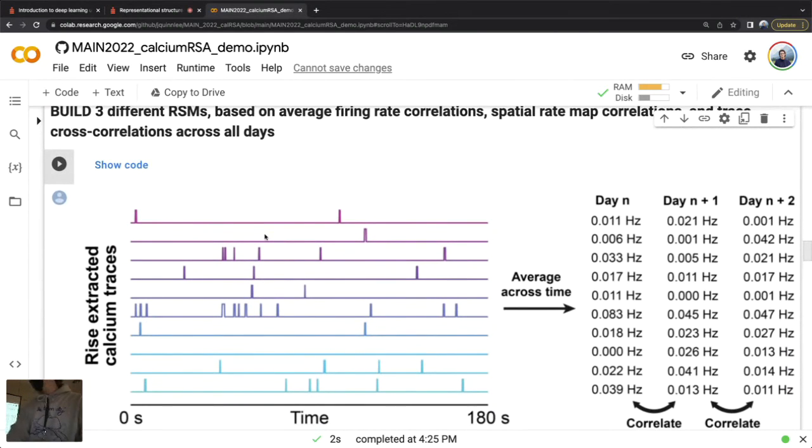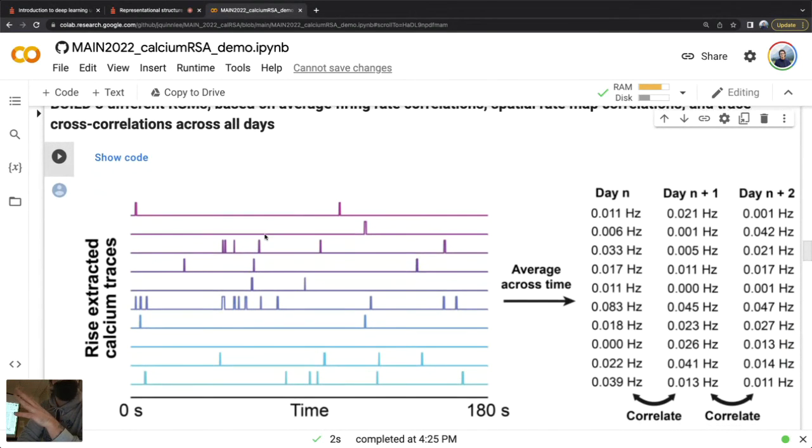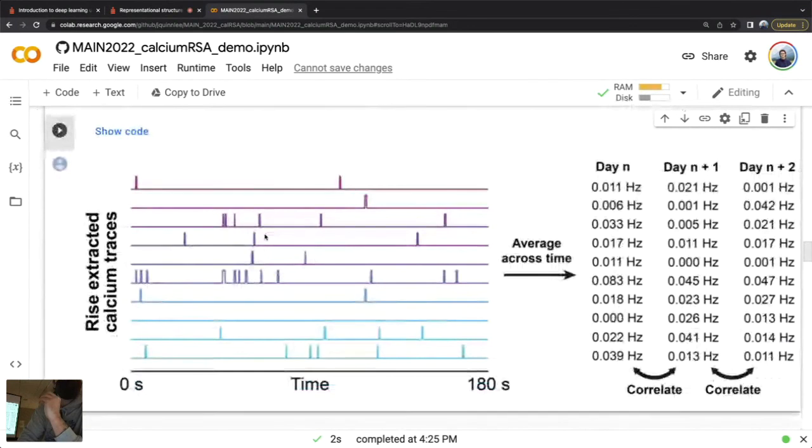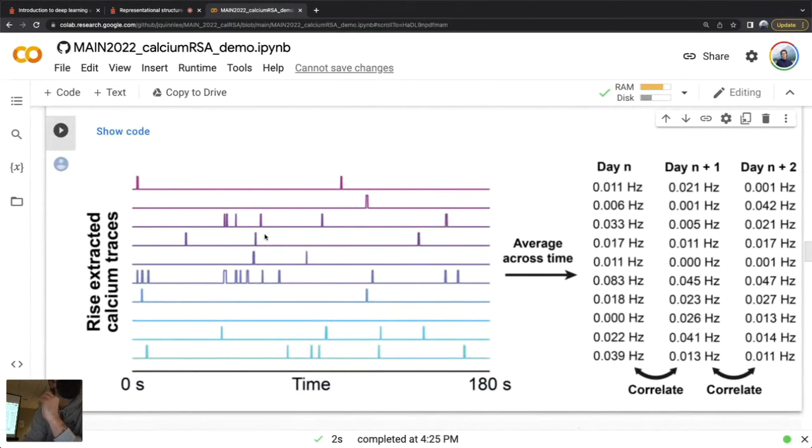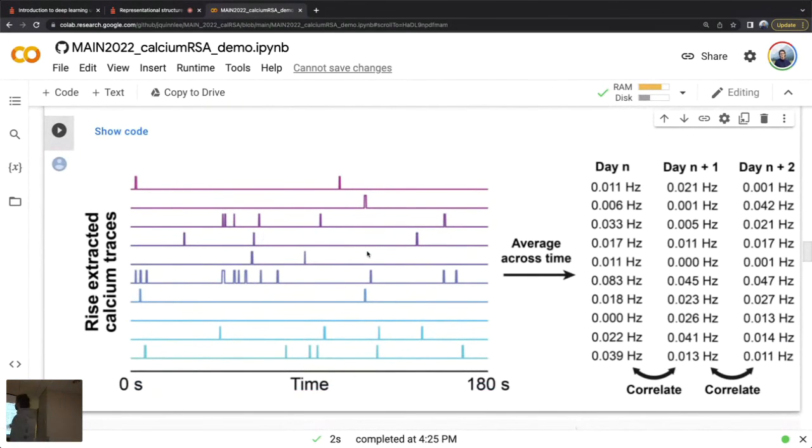So the first thing I'd like to do is to build 3 different RSMs. The first one that we'll do is just going to take the average activity of the neurons on each day, like we already did, and then correlate the relative firing rates across all the days. So this is like if you had a 1 pixel rate map for every cell, right? And we're correlating those across all of our days of recording.